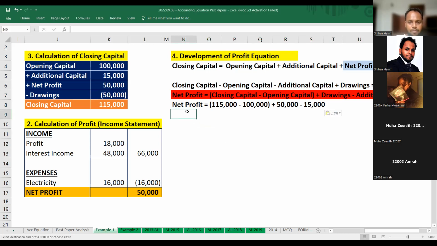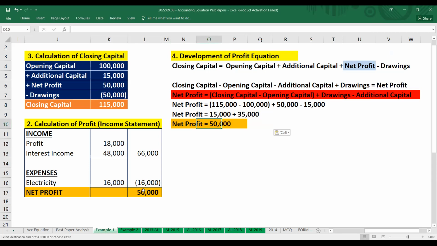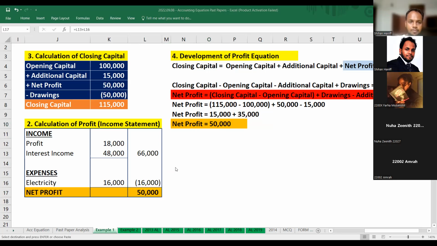Net profit, we will get the same answer. 50,000. So in both methods, we will get 50,000 as the answer. There is a question. Why do we add drawings? Drawings is added. Now, this is how you calculate the closing capital. So when calculating the closing capital, drawings was deducted. So here the same equation only we have converted to net profit.